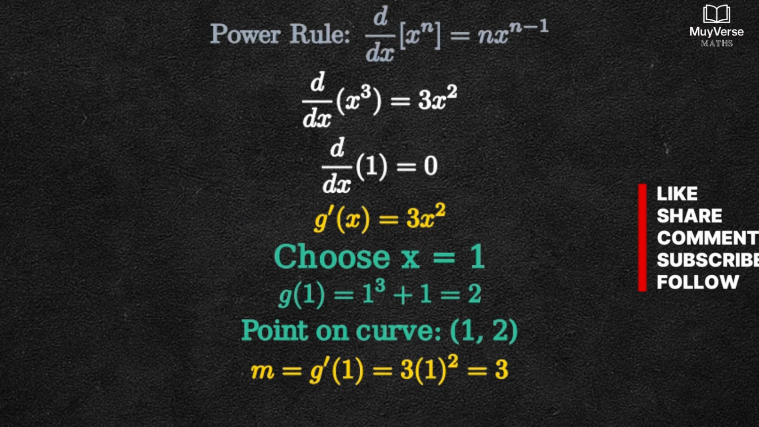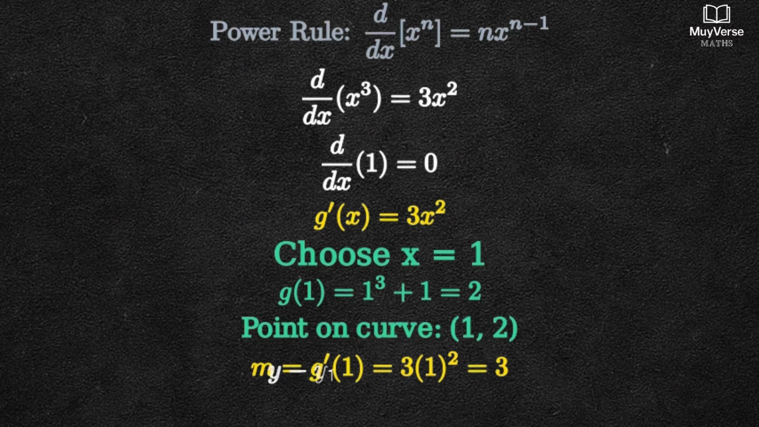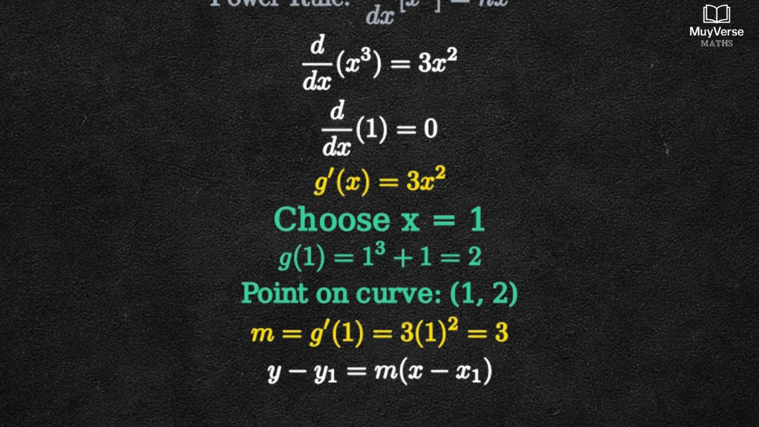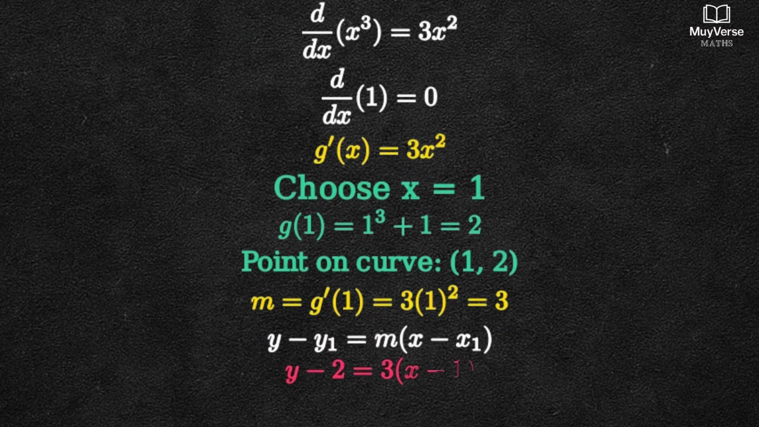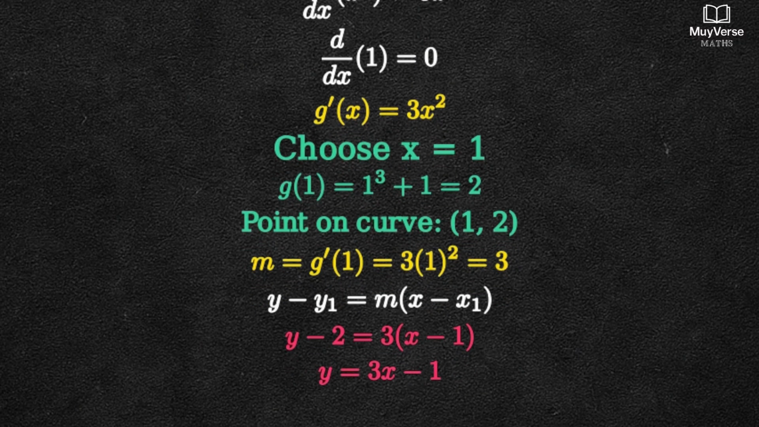Step 4. Write the tangent line using point-slope form. The point-slope form is y minus y1 equals m times (x minus x1). Substitute the point (1, 2) and slope 3. y minus 2 equals 3 times (x minus 1). Now simplify to slope-intercept form. y equals 3x minus 1.